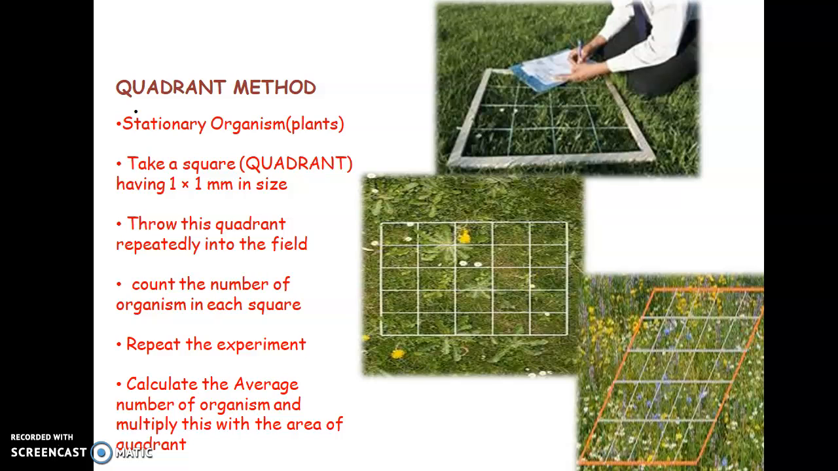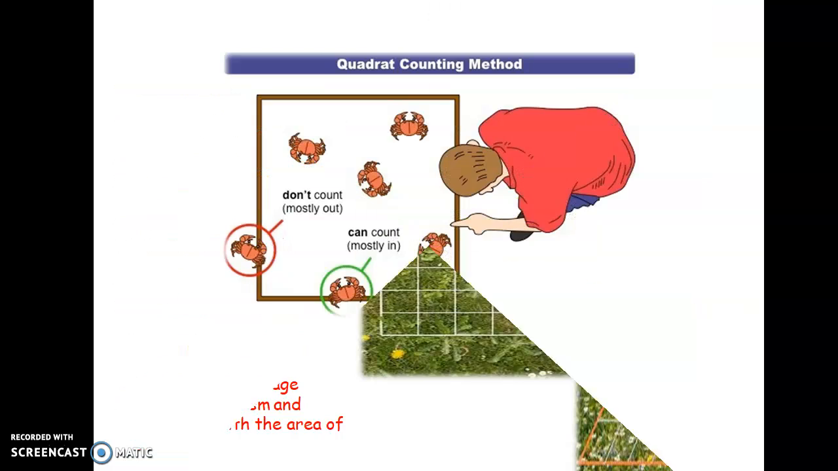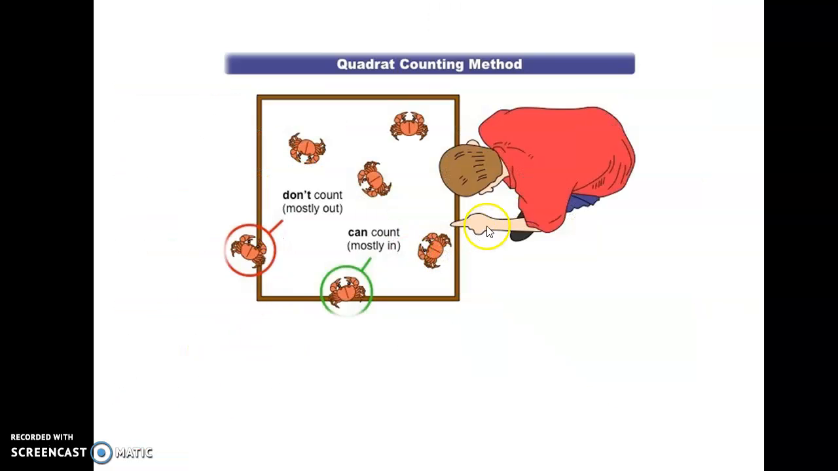And from this method, we can understand how many flowers, here in this case, are there in this particular field. So this is called a quadrant method. This is a person who is counting by means of the quadrant method.